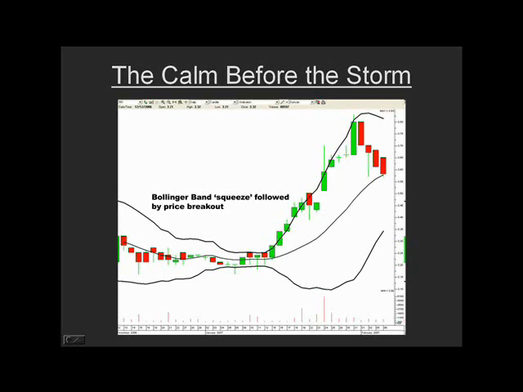We don't always know what direction it's going to pop, but we want to play that breakout. As the stock continues to go sideways, this momentum is building up. Then, as these bands begin to spread open like they're getting ready to open their mouth, we have a great entry into the stock.